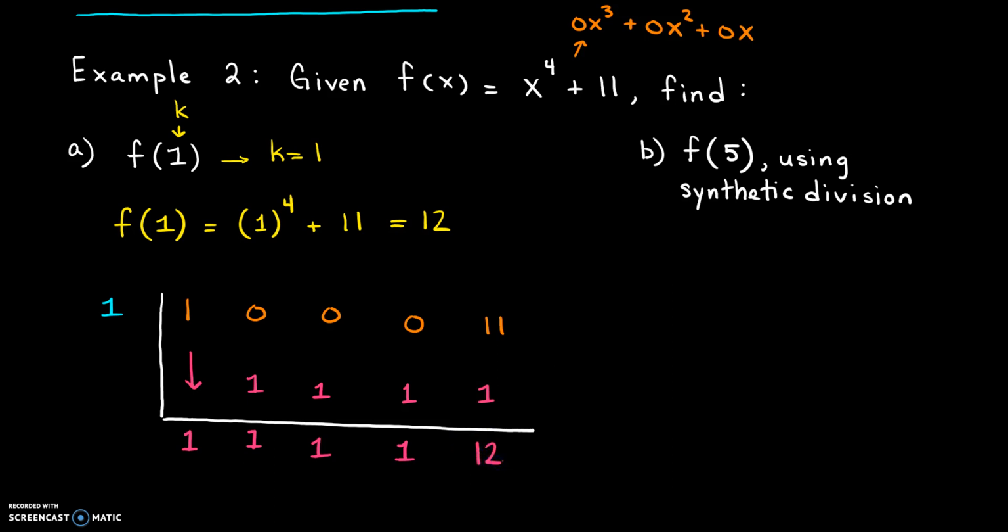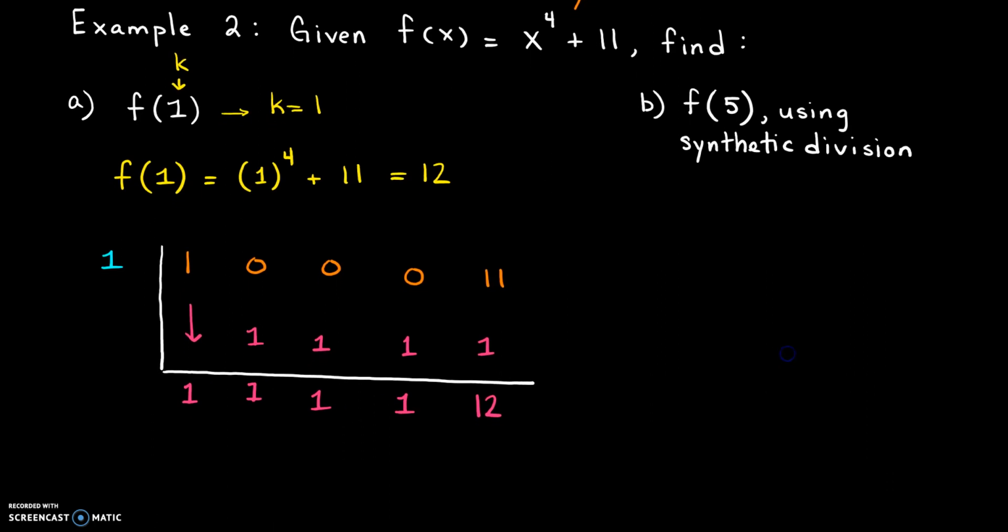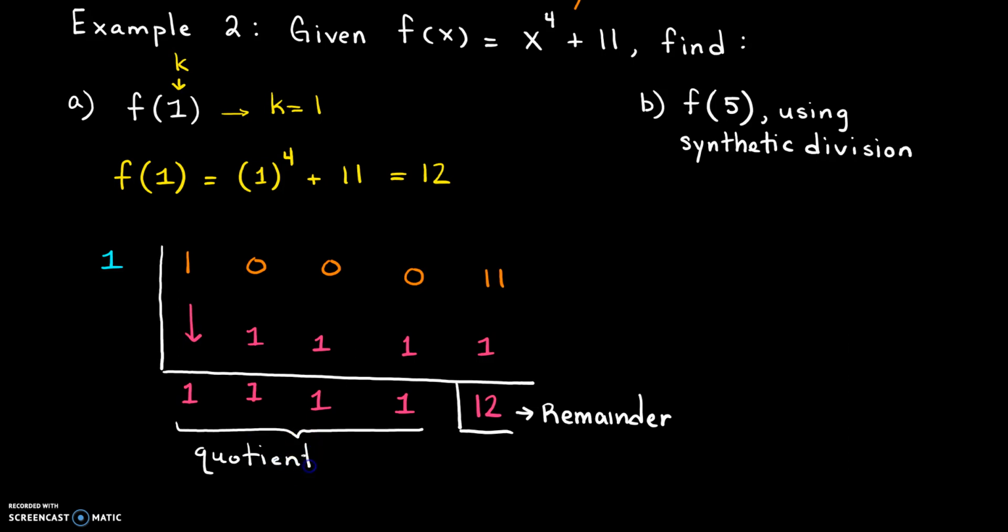And so if we think about what we have, this number at the very end is known as our remainder. We covered this in the previous video. This here is our remainder, and this part right here is known as the quotient. But for this problem, we're not really interested in the quotient. What we're interested in is the remainder.